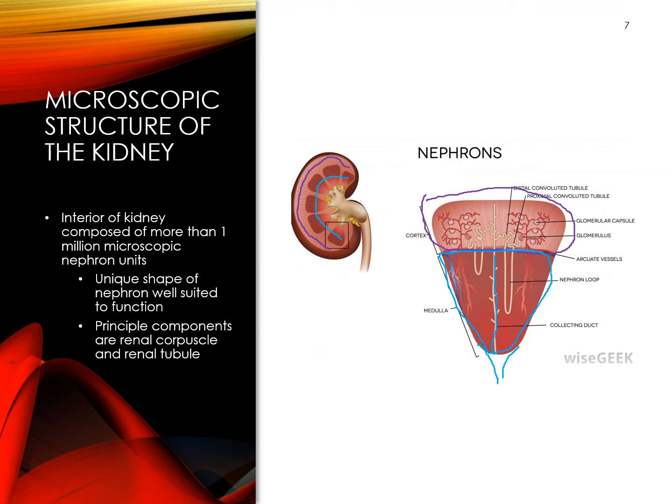Okay, so this is kind of the overview of the nephron, and we're going to dive in a little bit deeper and look at the corpuscle and the renal tubule.